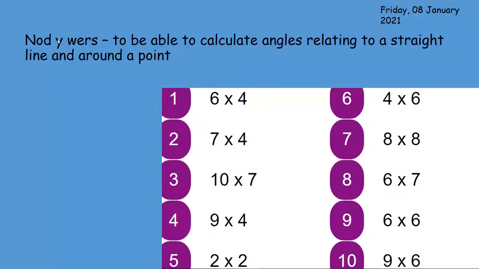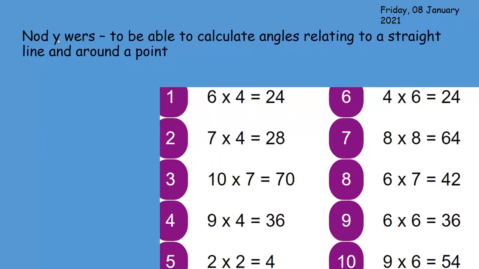Hello. So today's lesson, we're going to be looking at calculating angles on a straight line and angles around a point. We're going to start with our times table starter. So just have a go at these and pause while you're doing them. Welcome back. So let's have a look at the answers. Just mark your own.